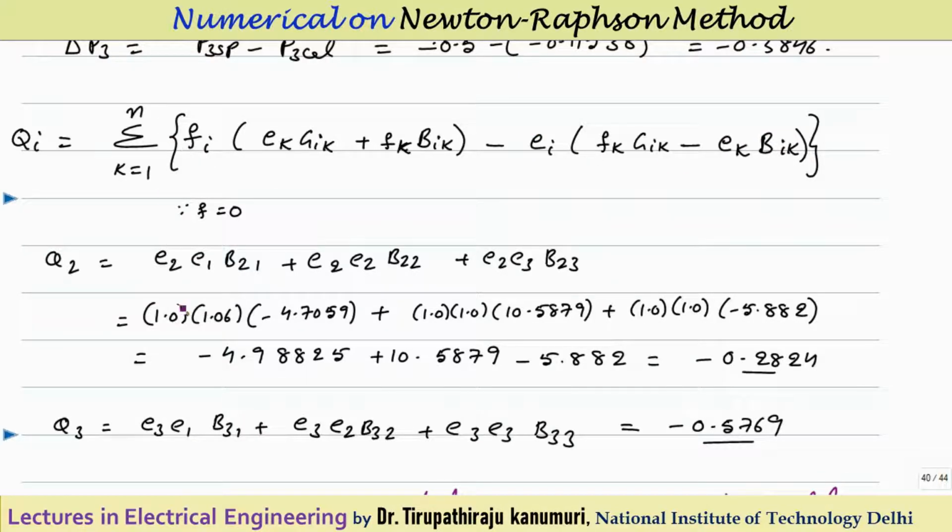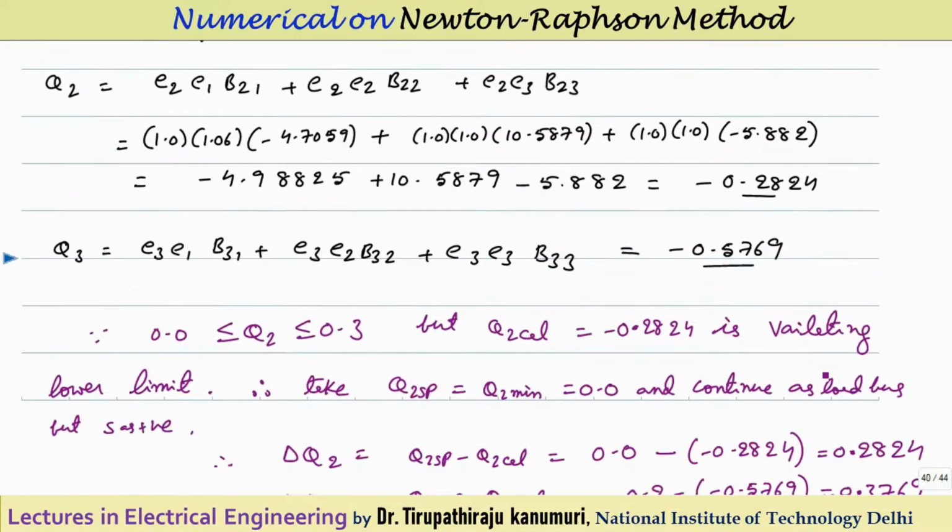So for each bus, it will be equal to E2 multiplied by, sorry, because we are calculating Q2, right? E2 multiplied by E1 multiplied by B21 plus E2 multiplied by E2 multiplied by B22 plus E2 multiplied by E3 multiplied by B23, because K is equal to 1, 2, 3 here, because 3 bus system. So when you substitute all those values, again you will get your answer as minus 0.2824. So similar way I can calculate Q3, minus 0.5769.